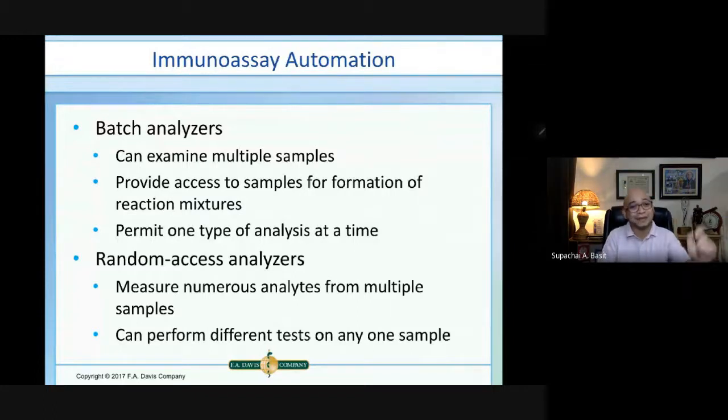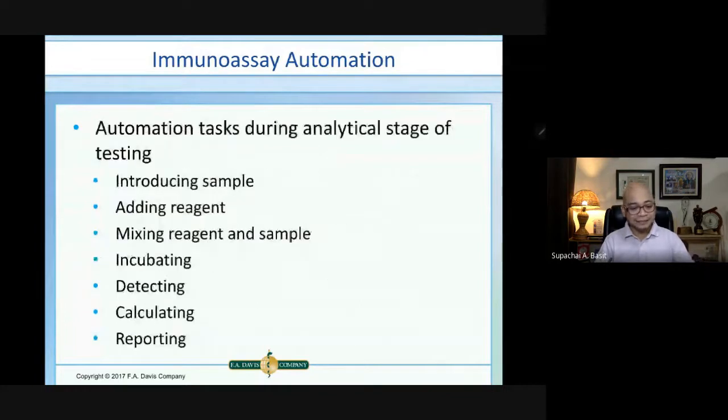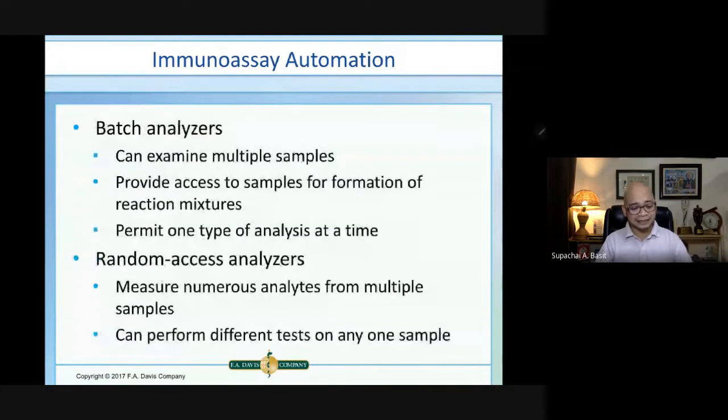Okay, so random access analyzers can measure numerous analytes from multiple samples. This one is much better. It can perform different tests on any one sample. I hope you can determine the difference. When you say batch analyzer, several samples, one type of test. But when you say random access analyzers, it can be one sample, different types of tests, or it could be different types of tests on different types of samples. So that's the difference between the batch analyzers and random access analyzers.